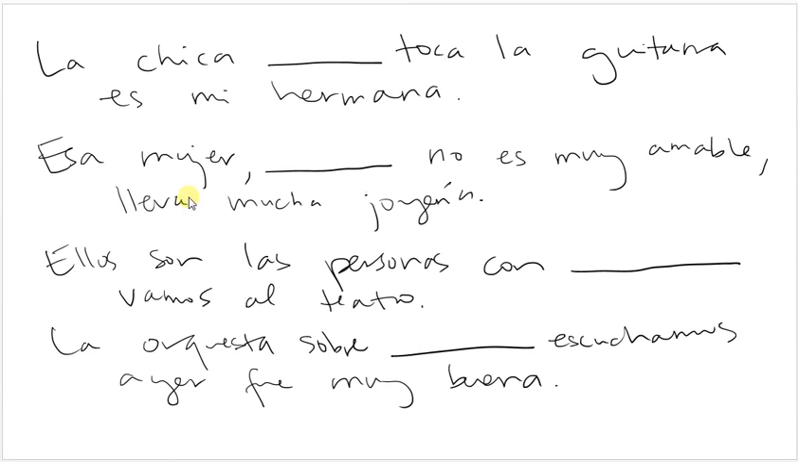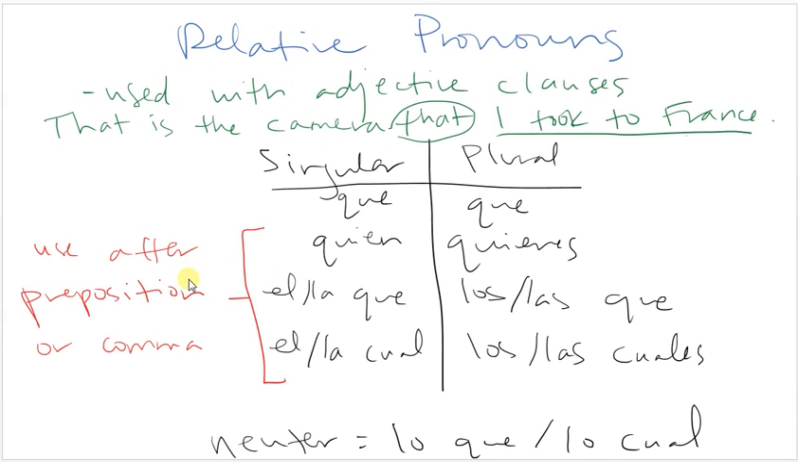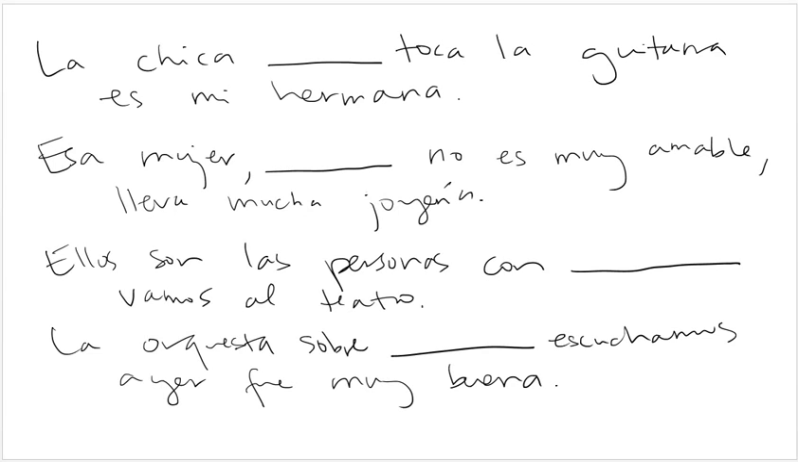So let's practice. La chica toca la guitarra. So the girl that plays the guitar is my sister. In English, you can also say the girl who plays the guitar is my sister, but because we don't have a preposition or a comma here, we're going to say que. So la chica que toca la guitarra es mi hermana. The girl that plays the guitar is my sister. You cannot say la chica quien toca la guitarra. You can only use quien after a preposition or after a comma.